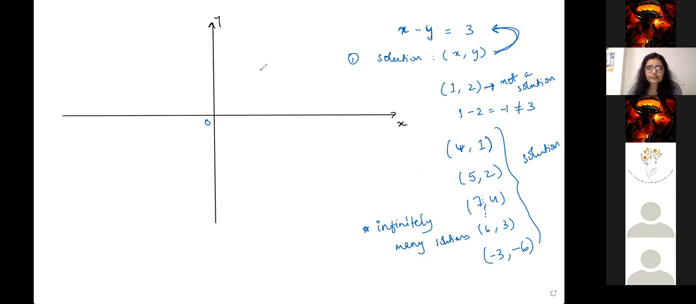Okay. So in this case, let's see, 4, 1, right? So 1, 2, 3, 4, and let's say this is 1. This is one solution. 5, 2. This is one solution. If I go piche, if I take x equal to 0, then y will be equal to minus 3.